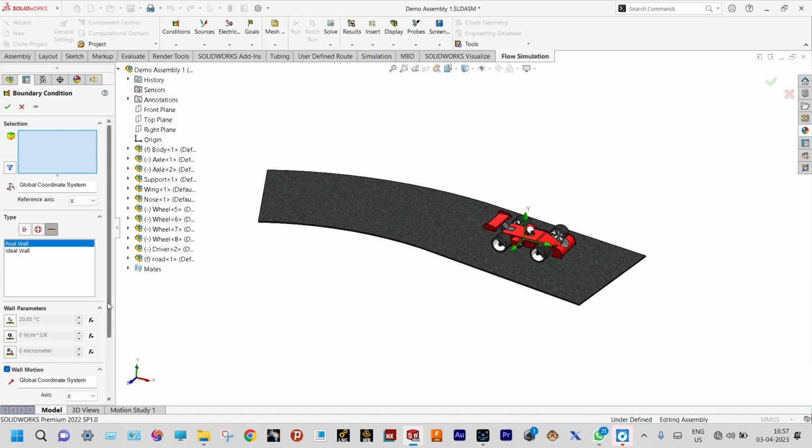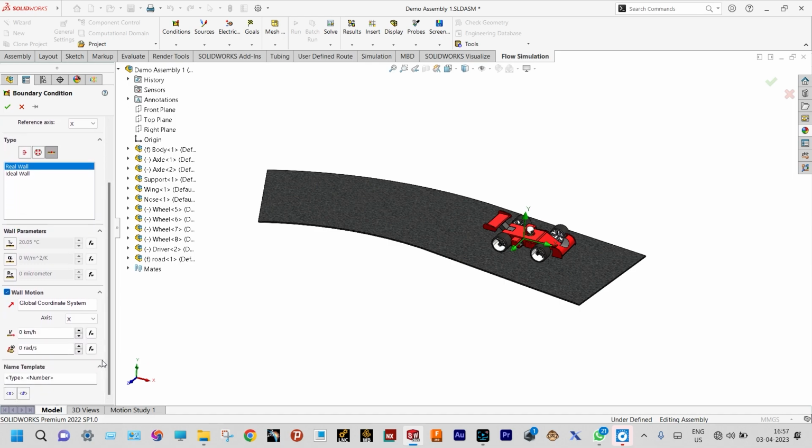It will be one motion, and we're considering real wall. We need to provide a linear velocity of 200 km per hour. As the wheel will be moving with a velocity of 200 kilometers per hour, accordingly, the path will also be moving in the opposite direction with a velocity of minus 200 kilometers per hour.